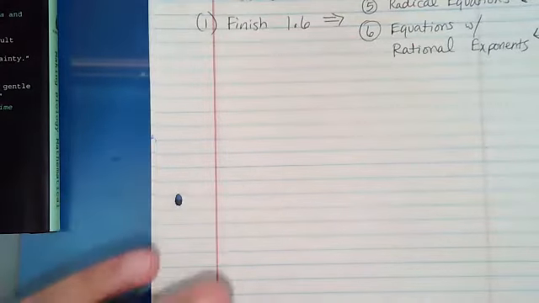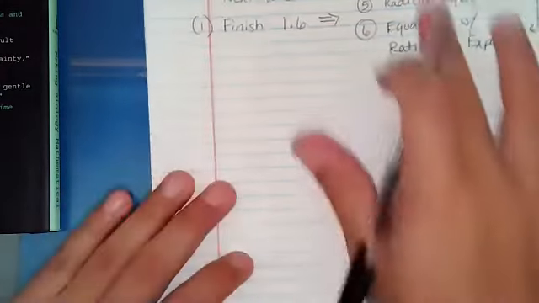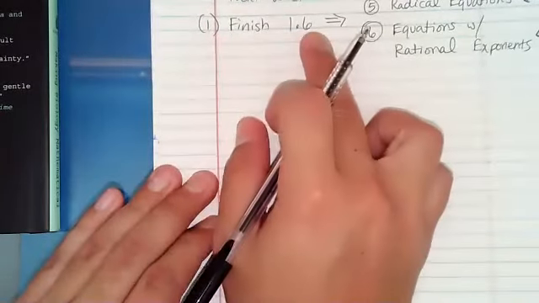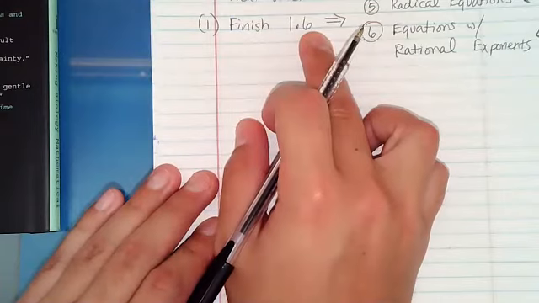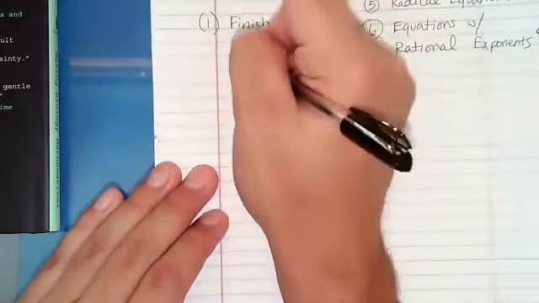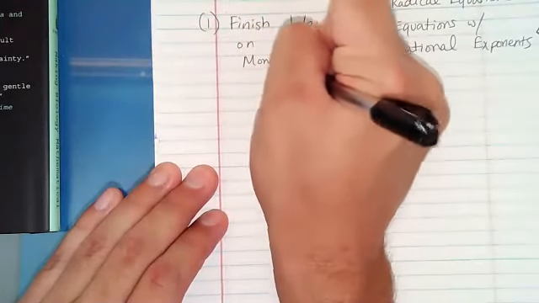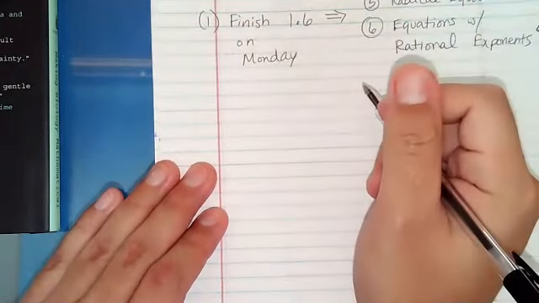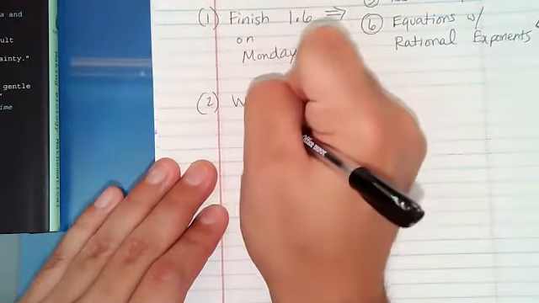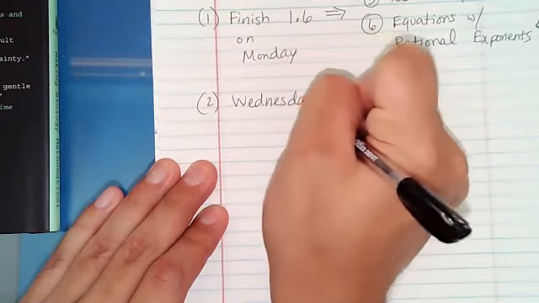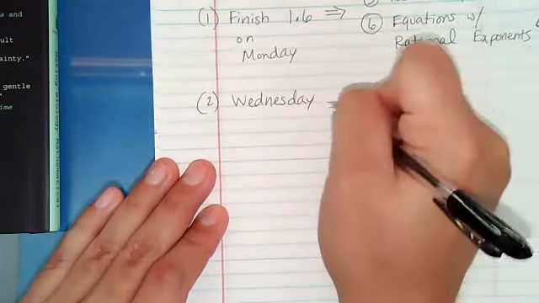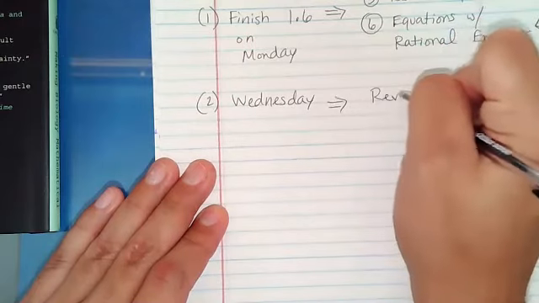But I don't want to get us bogged down, and obviously we don't have nearly enough time to finish two more types of equations. So we're going to finish this section. And then I think that what I want to do, we're going to finish this on Monday. Then on Wednesday, I think it'll be really important for us to have a review day.